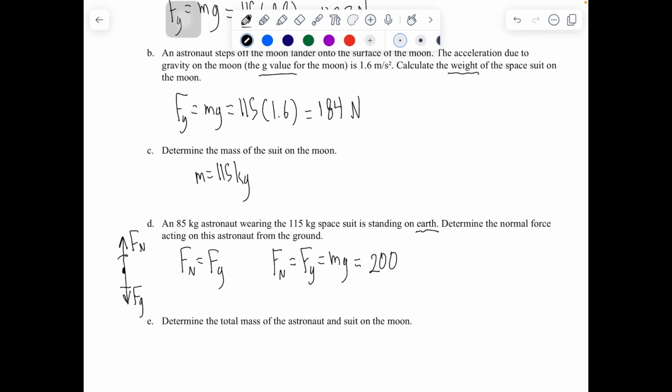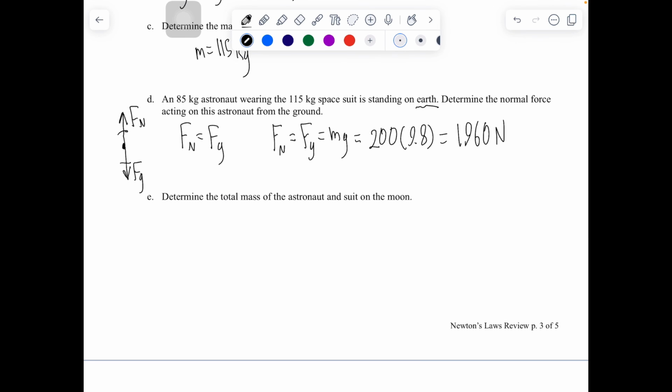That's our mass. Multiplied by our g value of Earth, 9.8, and we get 1960 newtons. Total mass? Well, mass doesn't change, so that is just our 200. The mass of the astronaut and the suit, just add them together. 200 kilograms. Mass is measured in kilograms.